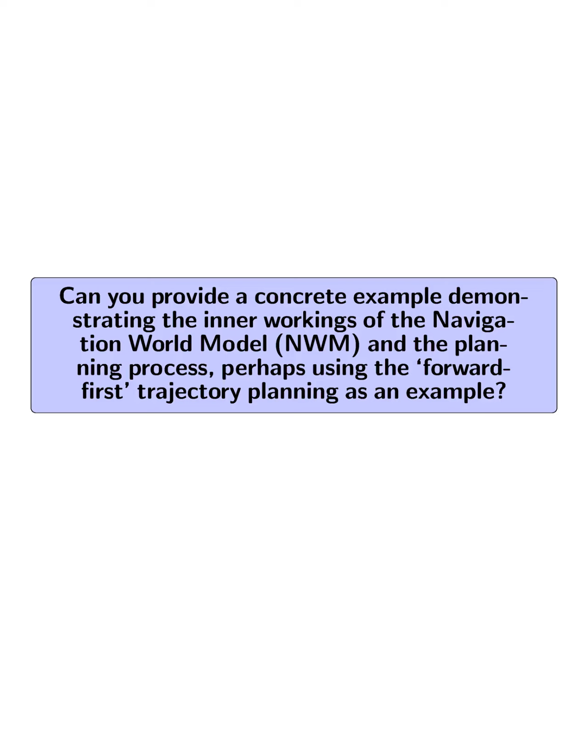Can you provide a concrete example demonstrating the inner workings of the Navigation World Model, NWM, and the planning process, perhaps using the forward-first trajectory planning as an example?